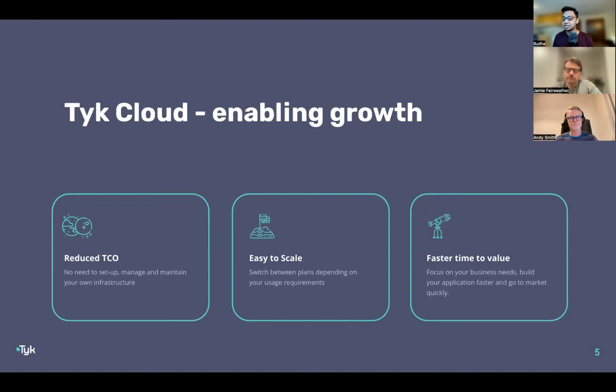Moving ahead, we've got faster time to value. This is essentially all contributing towards this essential element, where again, you're focusing on your business needs, you're focusing on your users, and you're focusing on providing value to those users. You're building your applications faster, you're going to market a lot quicker, and therefore your business has an opportunity to try new things, to grow really quickly, and then provide that benefit and value to your end users, and benefit from that as a business. So hopefully that gives you a bit of a sense of where Tyk Cloud comes into the picture and how that can benefit you as a business, especially when we are talking about business growth.